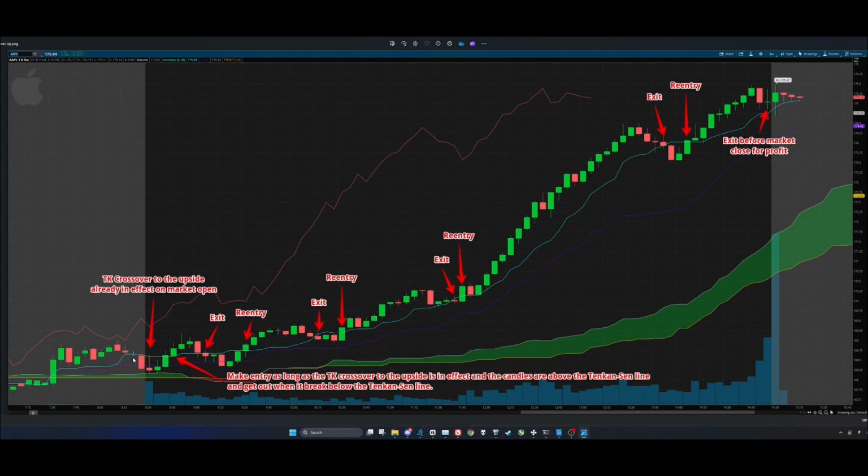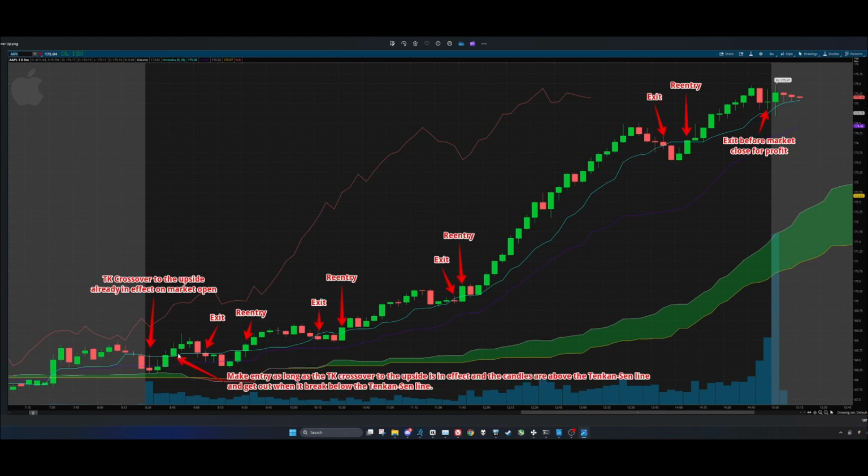We don't have a TK crossover on the chart itself, but the TK crossover happened in pre-market hours. So the market opened with the conversion line already above the Kijun-sen baseline on this 5-minute chart for Apple. So since it's still in effect, that means that as long as your share price is closing above the conversion line, the Tenkan-sen conversion line, you can get in.